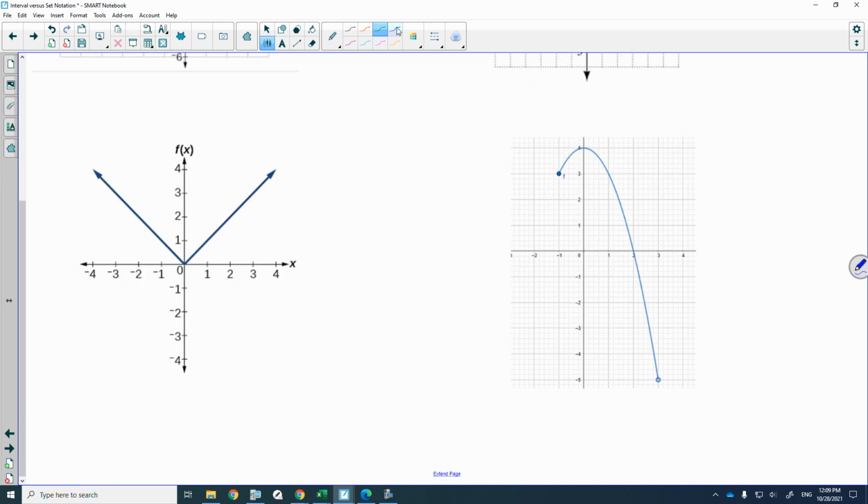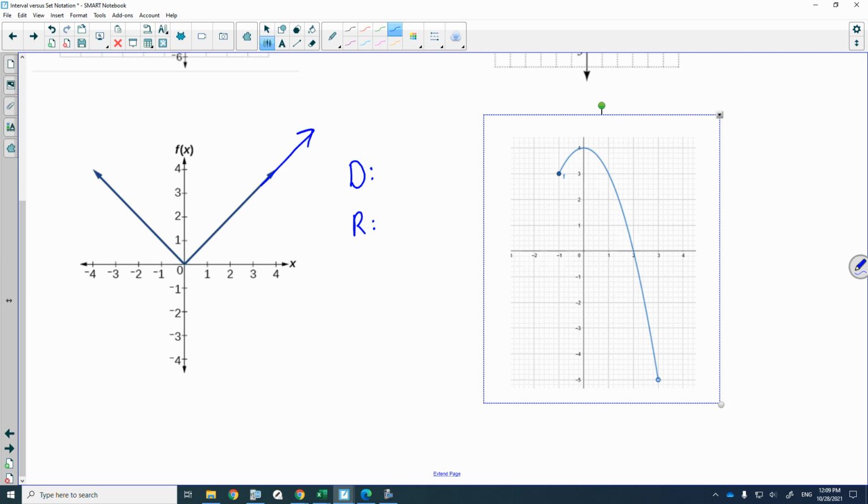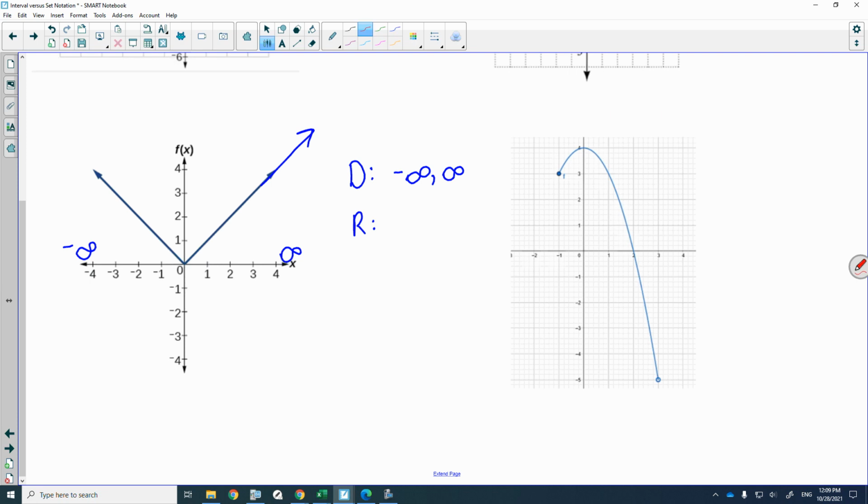Let's set up our domain and range. For the domain, if I exaggerate this and it just keeps going forever, what is the biggest x value that I'm going to write? Infinity. What's the smallest x value? -infinity. You can write infinities in interval notation. Smallest goes on the left, biggest goes on the right. Infinity always gets a rounded bracket. So never put infinity in a square bracket.